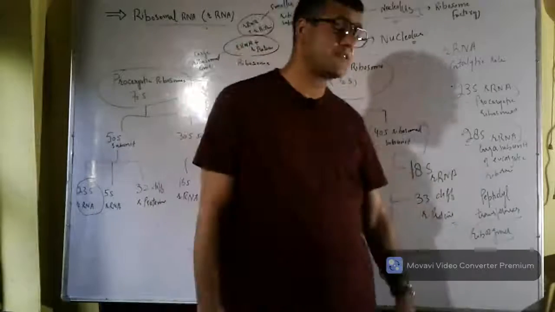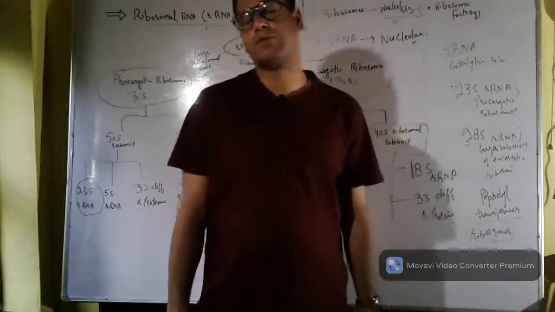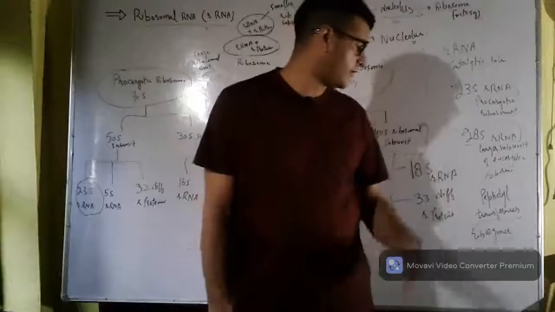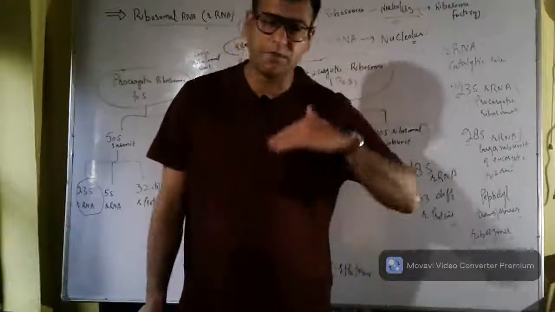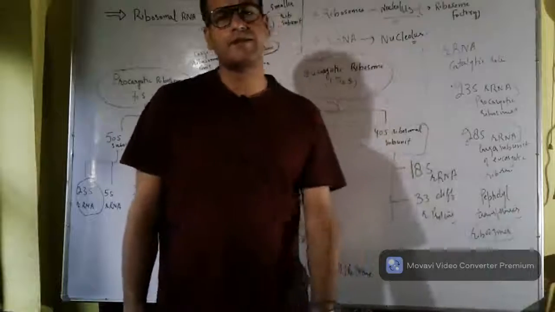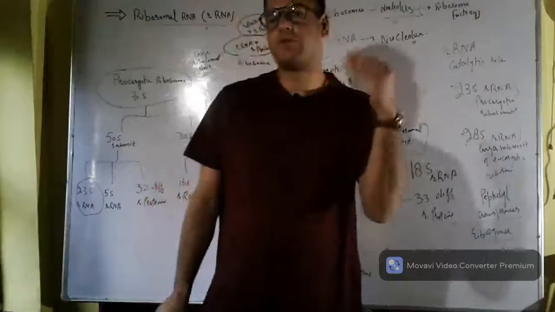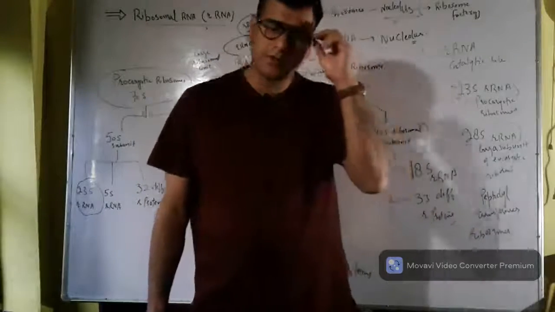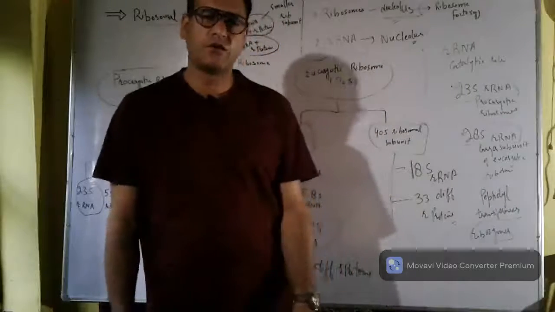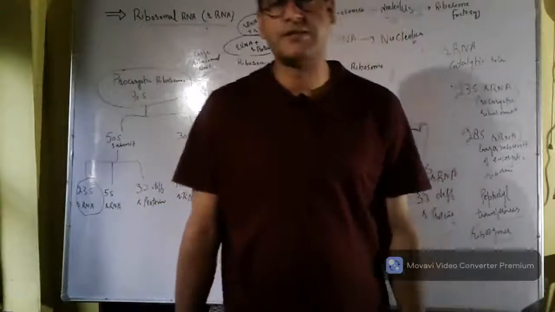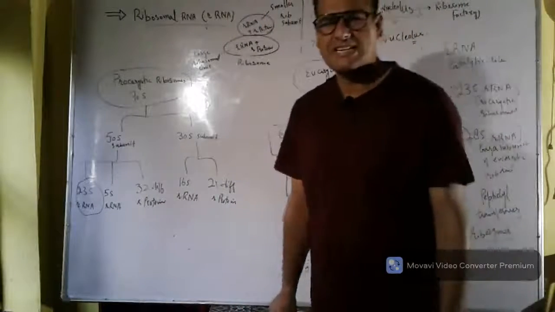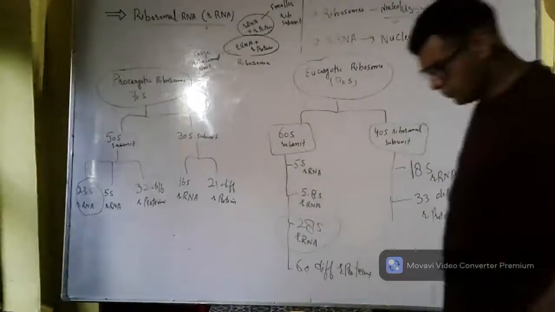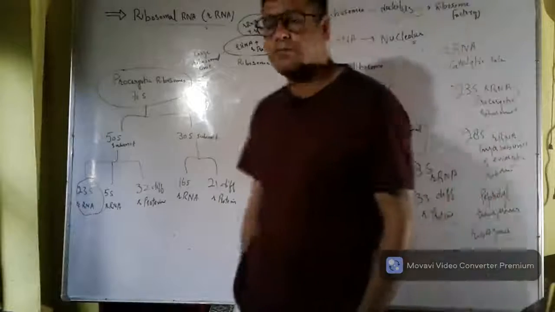This peptidyl transferase is one of the most important enzymes in prokaryotes as well as eukaryotes. It is involved in the elongation of the polypeptide chain. If this enzyme were missing, then polypeptide elongation would not take place. We know that proteins are essential for both prokaryotes and eukaryotes. So it is one of the significant enzymes in protein synthesis. So today we talked about ribosomal RNA.